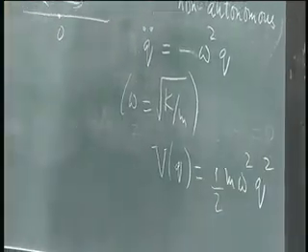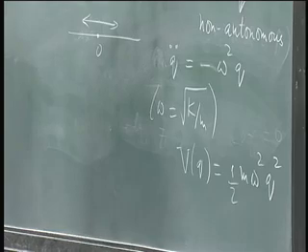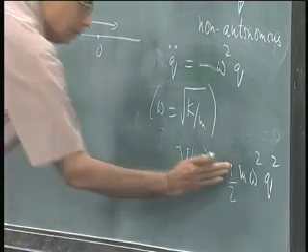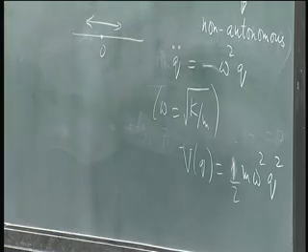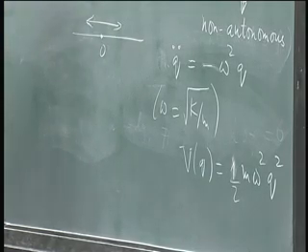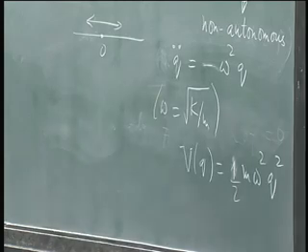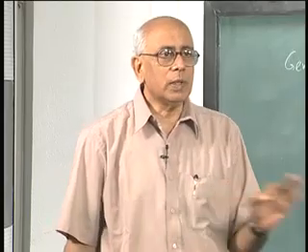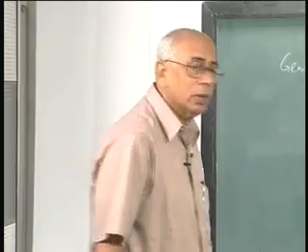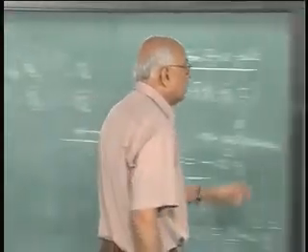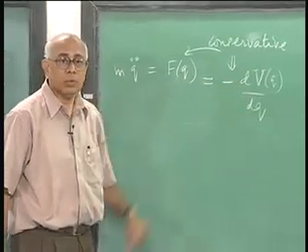It is 1/2 m omega squared q squared. In a general sense, if I took an arbitrary potential V of q and I said I have this particle moving on the x axis under the influence of a conservative force derived from a potential V of q, then this is the equation of motion. m q double dot is minus dV(q)/dq.